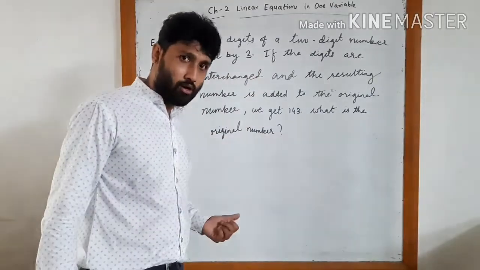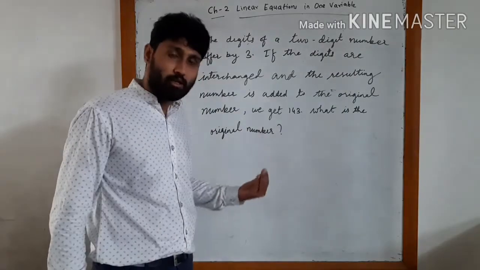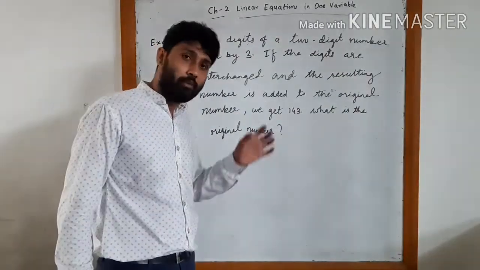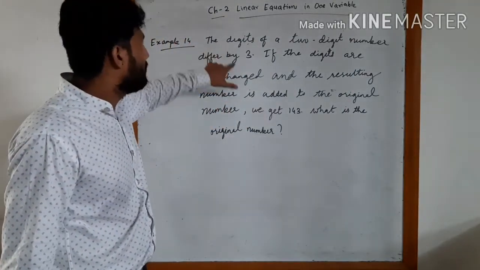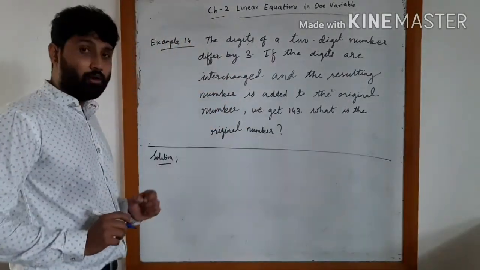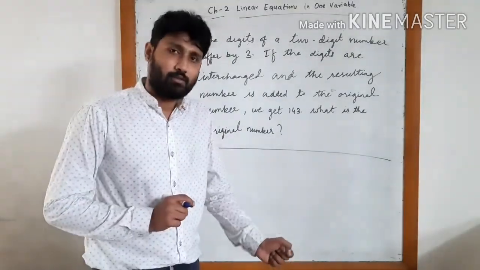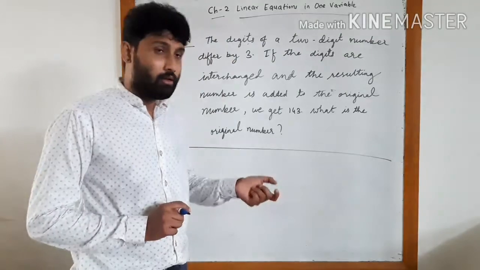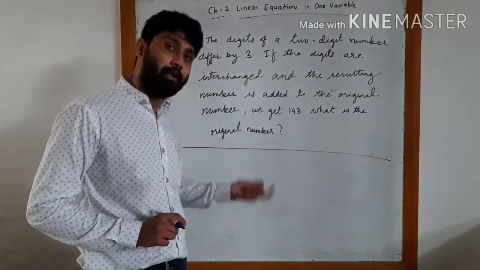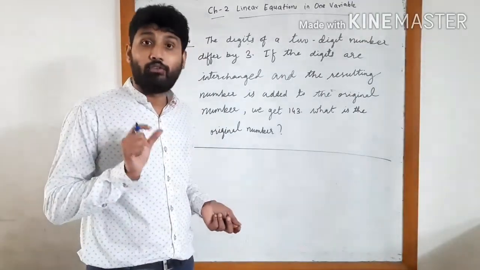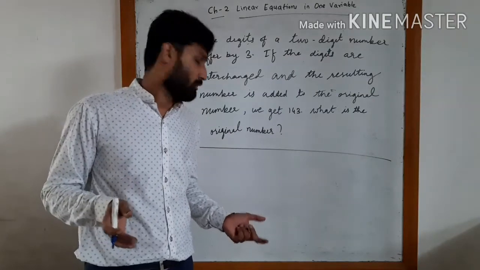We just saw we can represent a two-digit number in the form 10 into something plus something, right? What is given? The digits differ by 3. So if, for example, the digit at the tens place is P, then the digit at the ones place will be P minus 3 or P plus 3. See, the difference is 3. So you can take any of those values, you will get the same answer.